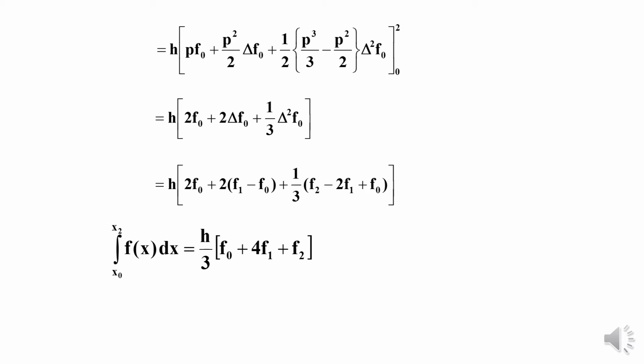We take the next 3 points and then the next 3 points, and then we can combine the formula. In this case we have taken only 3 points, and here the error comes as minus 1 upon 90 h to the power 5 f to the power 4 of zeta, and zeta lies between x0 and x2. So this is our Simpson's 1 by 3 rule.